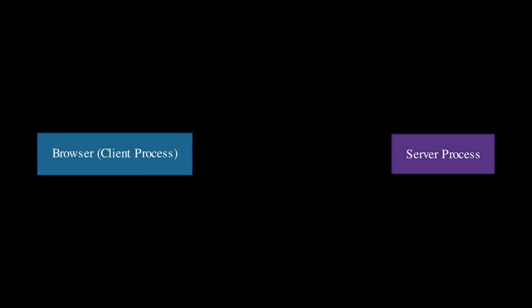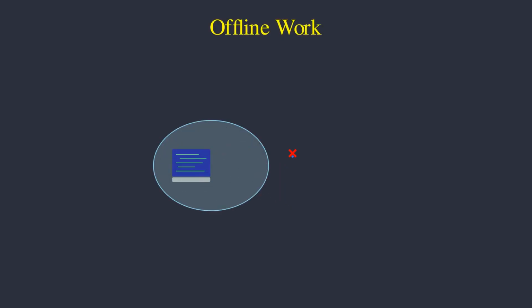Then your HTTP request, for example, a GET / HTTP/1.1 message, is sent from the browser process through the kernel to the server process. You can work offline. You can run databases, message queues, and other services locally for your application to interact with, all without exposing them to the outside world.